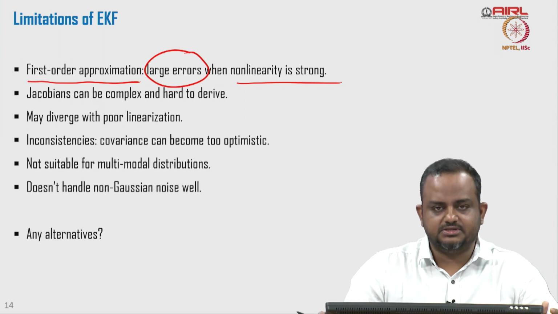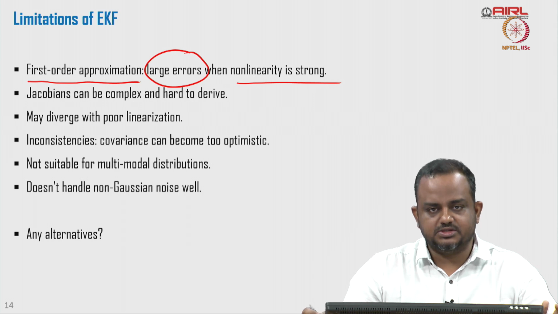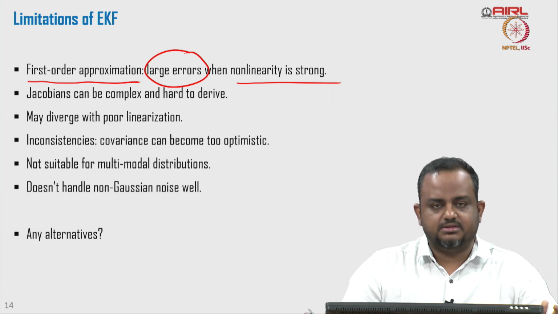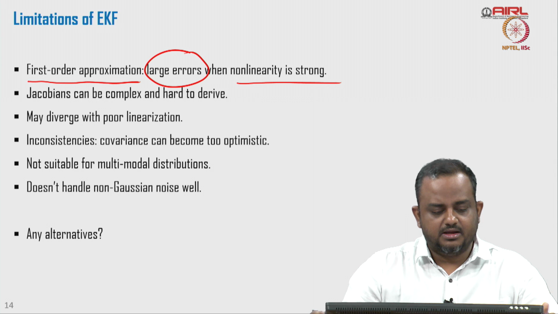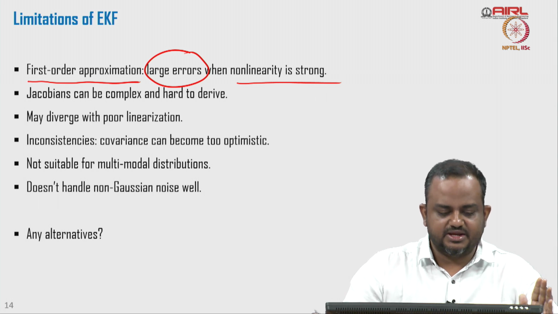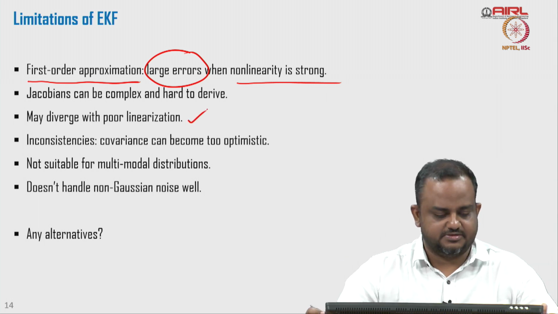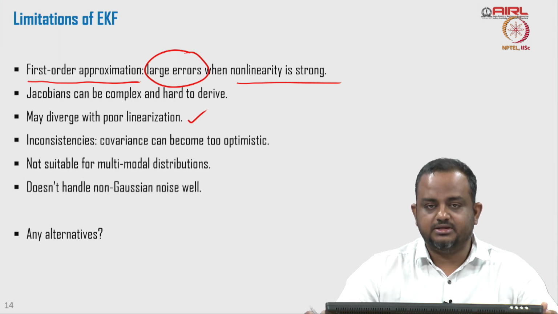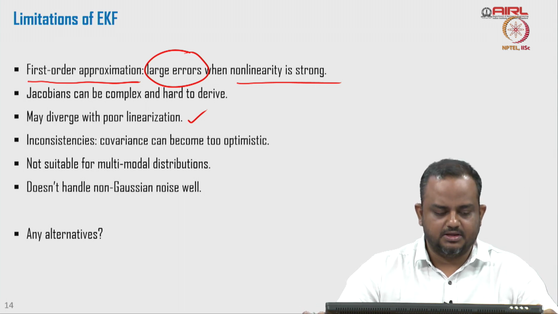You can go through some examples in the reading materials, which will show that the extended Kalman filter does not always work very well in giving state and parameter estimation. What is the problem? If the nonlinearity is very strong, then the Jacobian can be complex and hard to derive. If the Jacobian does not have accurate information about the nonlinearity, then the EKF may diverge because of poor linearization. There can be inconsistencies, and the covariance can become too optimistic. If we do not have the right balance between Q and R, then there is also a problem.